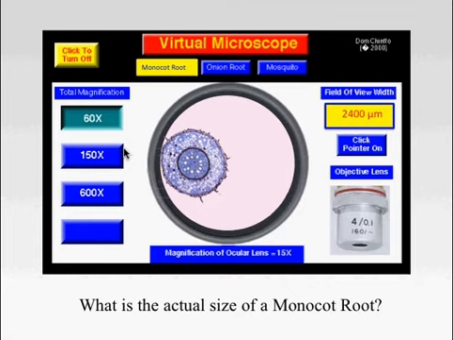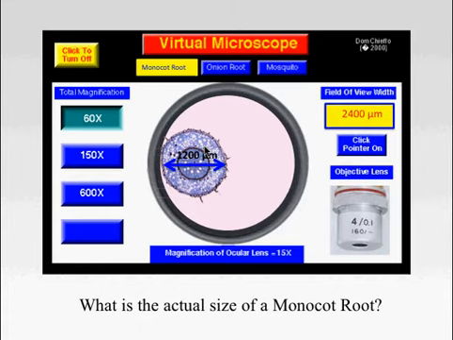To figure this out, we need to use the field of view. The field of view for a 60 times magnification is 2400 micrometers, and that's given right in this window here. So that means that the distance across the field of view is 2400 micrometers. We can see this monocot root here takes about half the field of view. Therefore, we know that the monocot root must be right around 1200 micrometers.